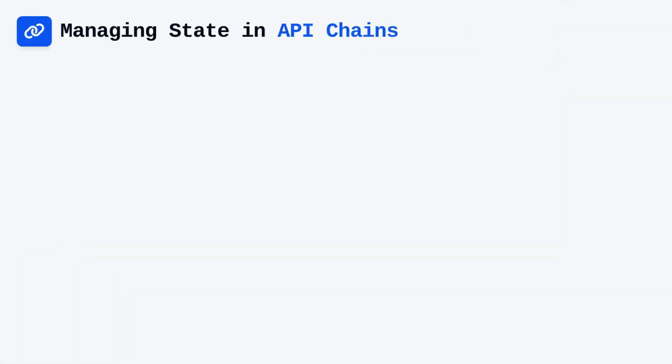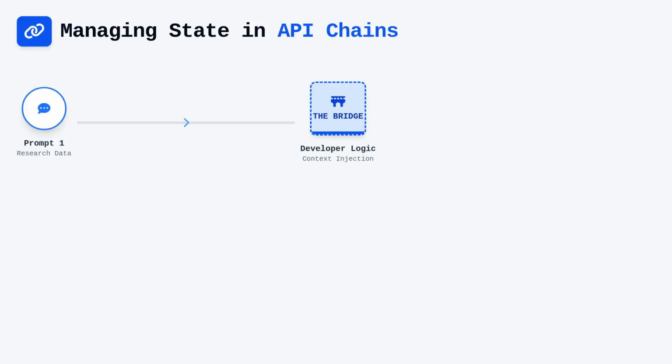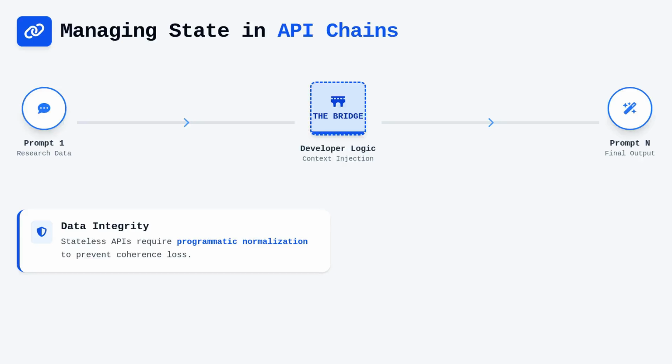The primary challenge in designing these chains is managing state and context as data moves through the sequence. Because each request to an API is typically stateless, the developer must act as the bridge, ensuring that the necessary context from the first prompt reaches the third or fourth prompt without losing coherence. For example, if your first prompt generates a bulleted list of research findings based on a specific user request, that list must be programmatically injected into the variable structure of the next prompt. You are essentially creating a pipeline where data integrity is the primary concern.